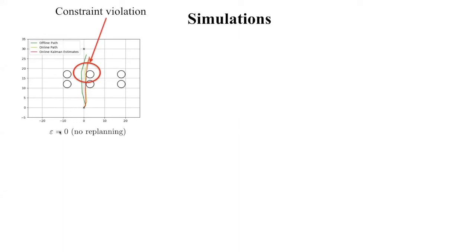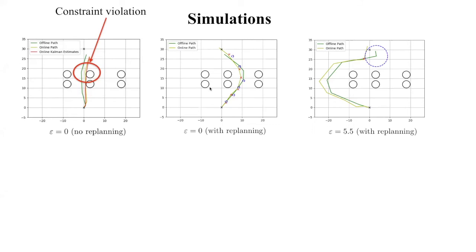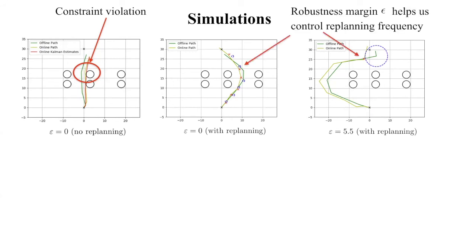All right, what we see here, if we have no robustness margin and no replanning, is that we violate the specification. If we put replanning on top and then for different epsilon values, we see that we satisfy the specification. Here we go through the paths through the funnel in between, and here we pick the funnel that goes around. So the trade-off here is basically that the robustness margin helps us to control the replanning frequency. We see here a lot of replanning instances, while here we only have one. In this way, the robustness margin allows us to control the trade-off between being conservative and being robust.